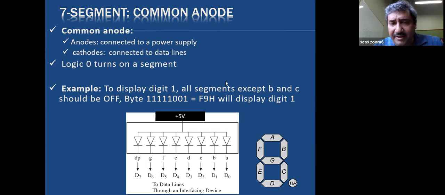So let us see, do you want to turn on A? In this configuration, A is connected to the LSB, so D0 will be logic 0. B is connected to D1, you see this matching, so that will be logic 0. C is connected to D2, logic 0. D is connected to D3, that is logic 0. And G should also be turned on. G is connected to D6. So you see that we need to have the combination 1 0 1 1 0 0 0 0.